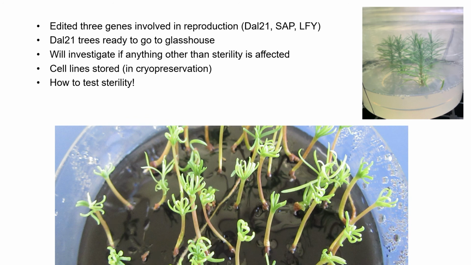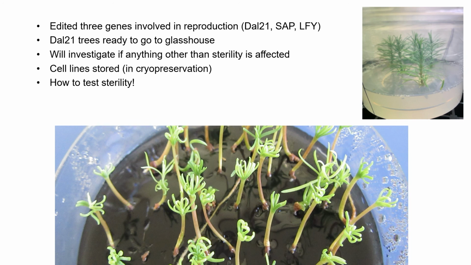Because although we think we've edited reproduction, we want to make sure we haven't affected anything else and that the trees grow normally apart from being affected in reproduction. We have these lines stored in cryopreservation so that we're ready to use them in future if we need to take them out again. The big test that we have in this project is how we're going to test sterility. Because, like the low coning trees, it'll take a long time, and currently in New Zealand there isn't a regulatory route to allow us to do this.